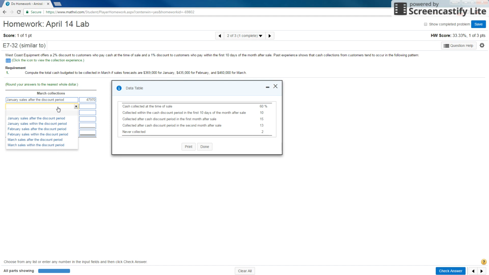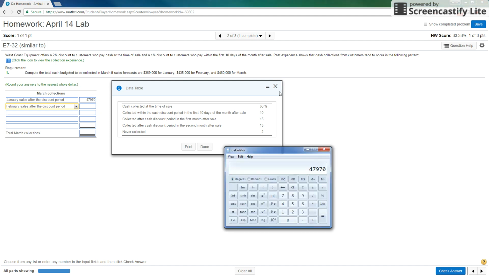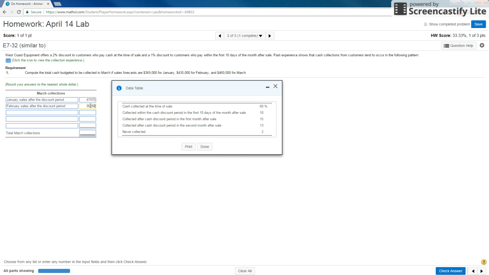Now we have to talk about the February sale. There are two types of people. They either pay in the first 10 days of March, or they don't pay in the first 10 days. Based on that, they will have a discount or no discount. So let's calculate no discount first. For the people who buy in February, which is $435,000, the people who don't get a discount are only 15%. So again, 435,000 multiplied by 15%, so 65,250.